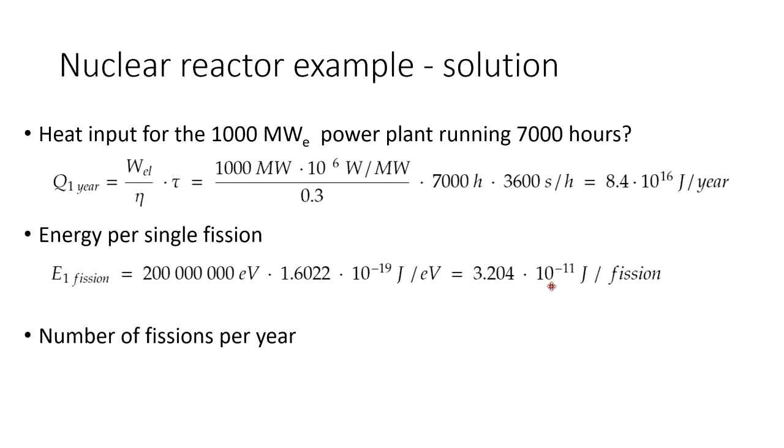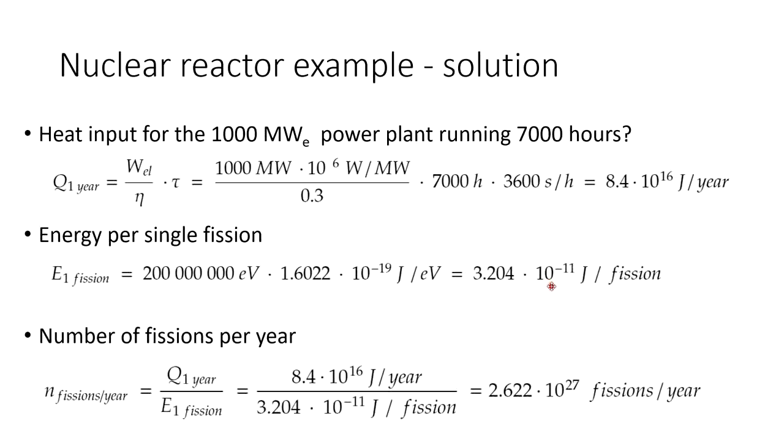Now when we have these two values, we can get the number of required fissions per year. So it's the heat which is required divided by the energy of a single fission, and we get 2.6 times 10^27 fissions in 1 year to get the required energy.